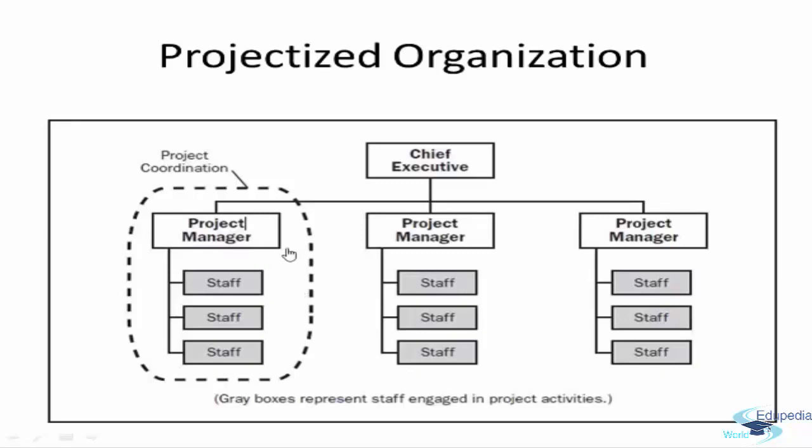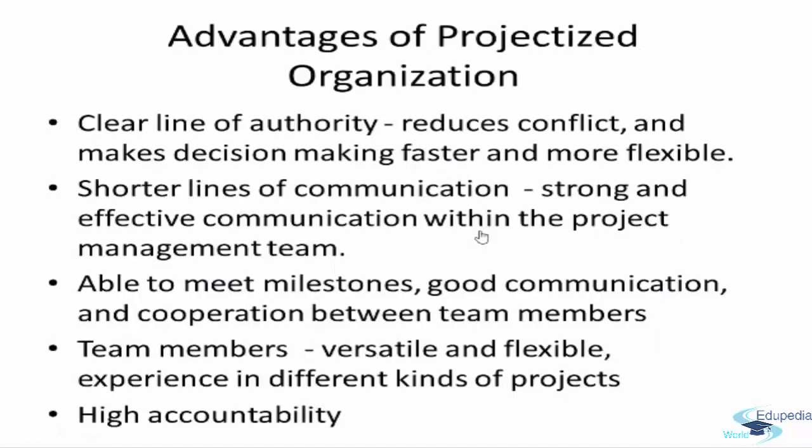All the projects are handled by project managers. The project manager has an exclusive dedicated team to work on the requirements of the project. So here, three different projects are handled by three different project managers. As we said, there is a clear line of authority, reduced conflict, and decision making is faster and more flexible. The project manager is the ultimate authority for the project, and there is no conflict because you have a dedicated team. Everybody knows whom they need to report to, so not much conflict.